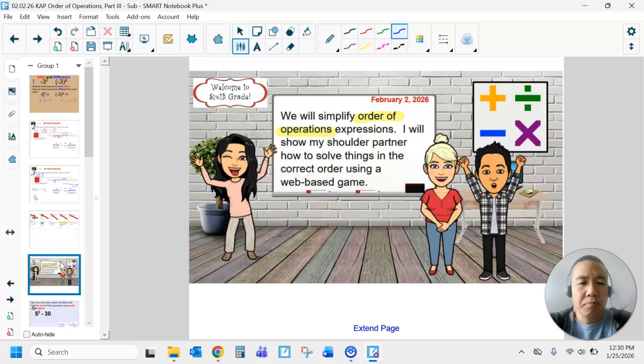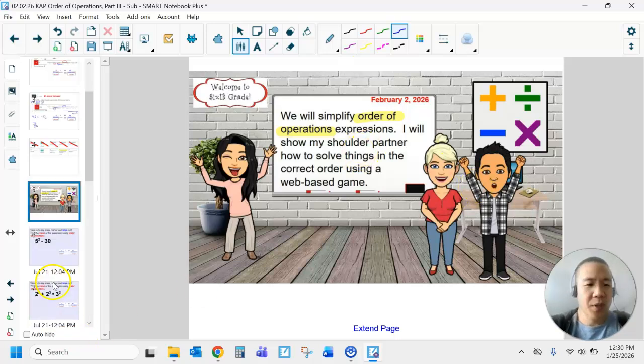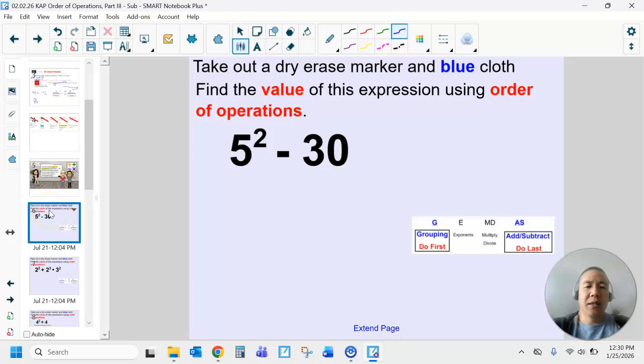So what are we doing today? We will simplify order of operations expressions. I will show my shoulder partner how to solve things in the correct order using a web-based game. Woohoo! Let's do 3 practice questions before we do our magical Monday, aka Throwback Thursday.